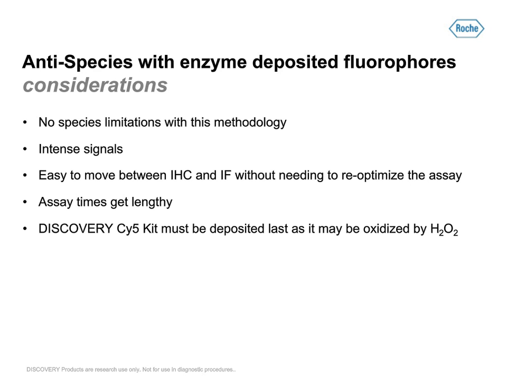trying to elute them. When you are using enzymatic deposited fluorophores, they do generate a very intense signal. And like I had mentioned before, because these are enzymatically deposited, it's very easy to move from DAB into an IF or a fluorescent assay, where all you have to do is simply remove DAB out of the equation and plug in your respective tyramide fluorophore. But because you are detecting in sequence, the assay times can get lengthy. And one thing to make note of is that Cy5 is oxidizable, or does get oxidized by hydrogen peroxide. So if you are going to be using Cy5 for your multiplexing in IF, just make sure that you are detecting it last.